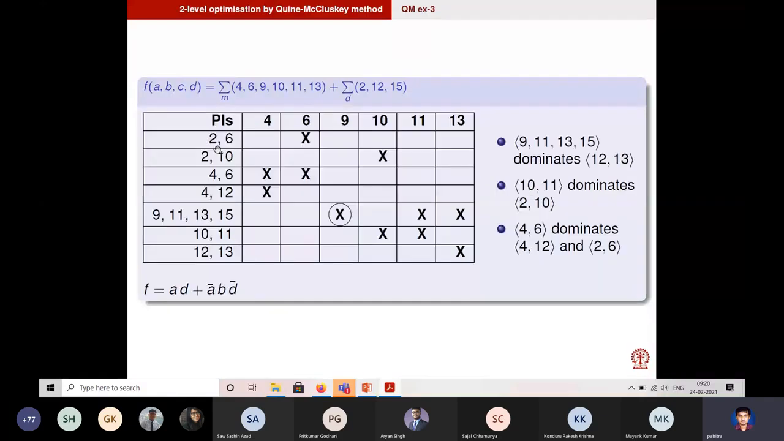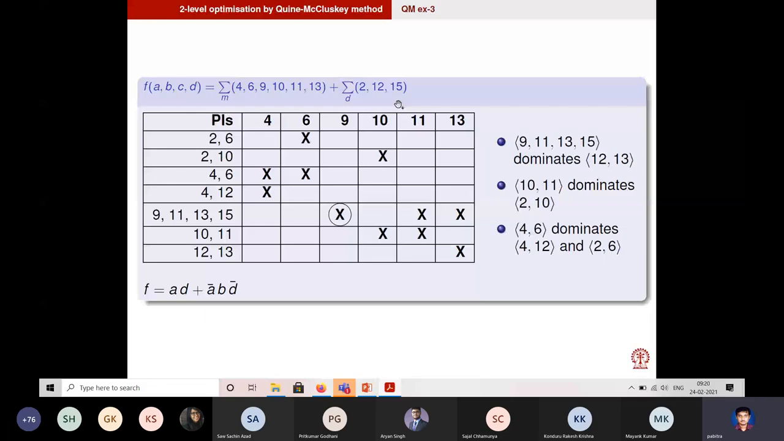Now there is one more change because of the don't cares. Earlier I said for every minterm there will be a column: 4, 6, 9, 10, 11, 13. But what I do is that I don't include the columns for the don't care minterms. I only include the true minterm columns. Why don't I do that? Because I don't need to cover them.